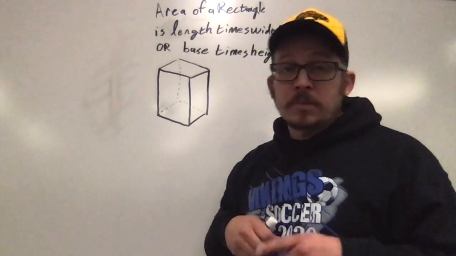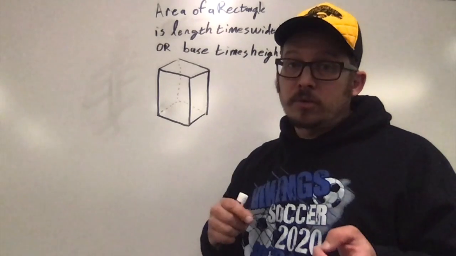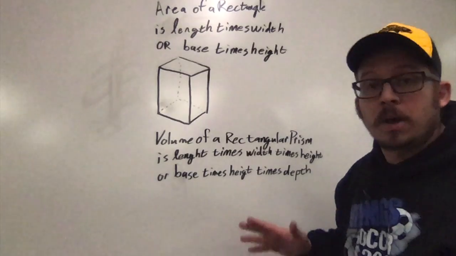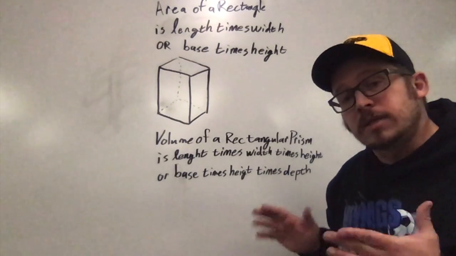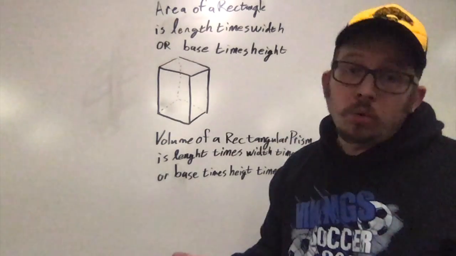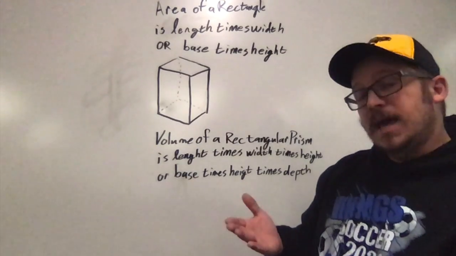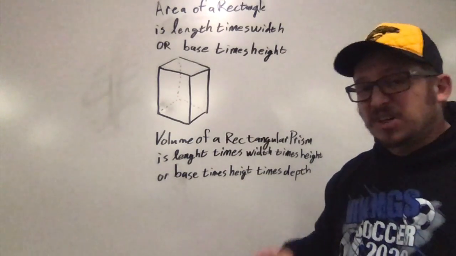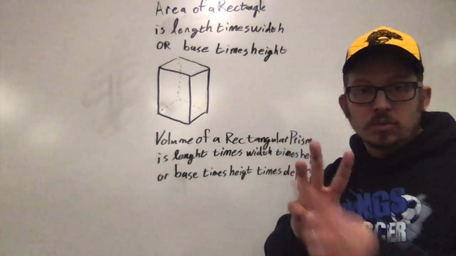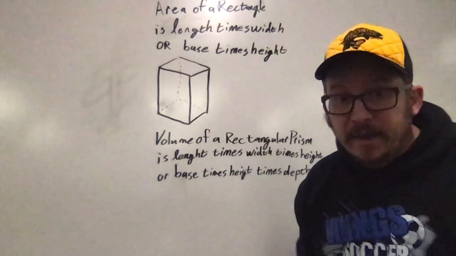Here it is. The formula for the volume of a rectangular prism is the length times the width times the height, or the base times the height times the depth. You could call it a bunch of other things. Basically, you take your three measurements and you multiply all three of them together. That gives you the volume.